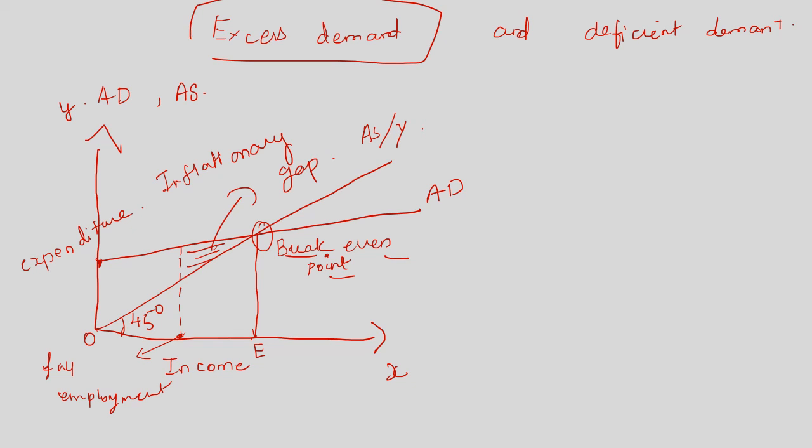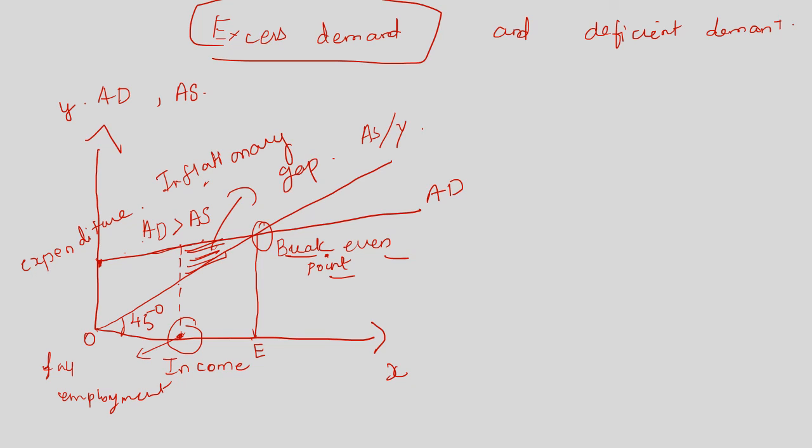Why is it called excess demand? At this point, this is the aggregate demand curve and this is the aggregate supply curve. Aggregate demand is greater than aggregate supply. Where aggregate demand is greater than aggregate supply at the full employment level, the gap is called the inflationary gap. Draw the diagram and understand from it, and it will be very easy for you.